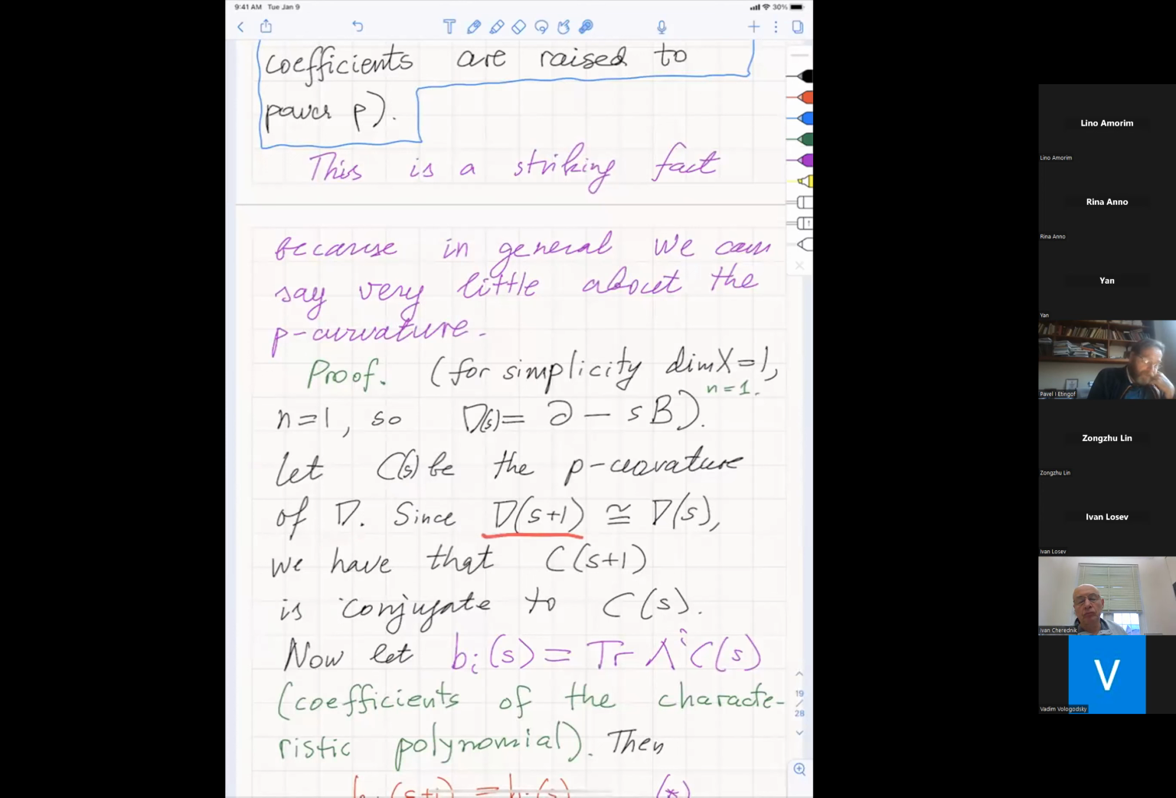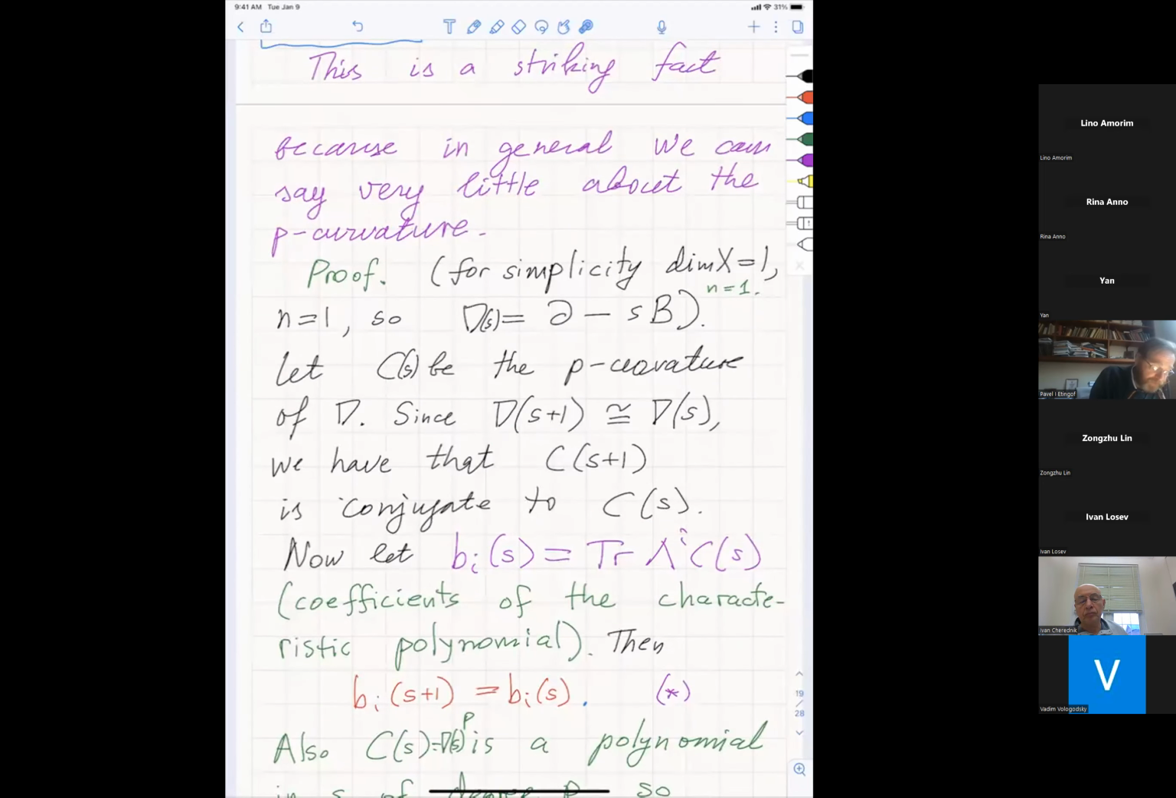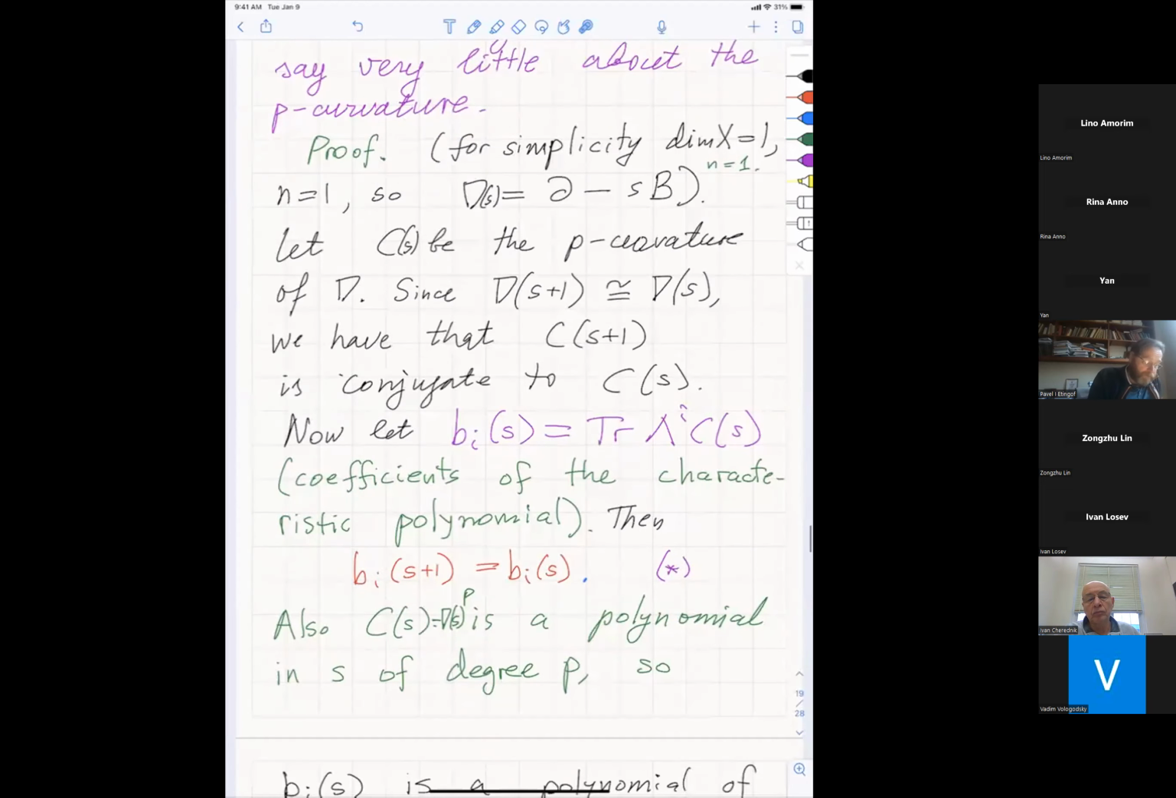So now I have this periodicity condition: nabla of s plus 1 is isomorphic to nabla of s, at least for generic s, by some rational function. And this means that the p-curvature, C of s plus 1, which is just the p-th power of this thing, has to be conjugate by the same map to C of S. And this means that if I take the coefficients of the characteristic polynomial of C of S, which are traces of exterior powers, and call them bi of S, then they are periodic with period 1.